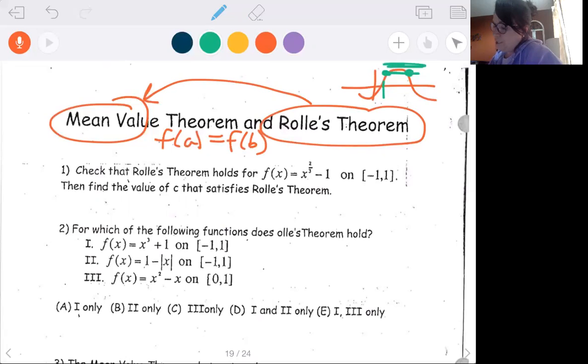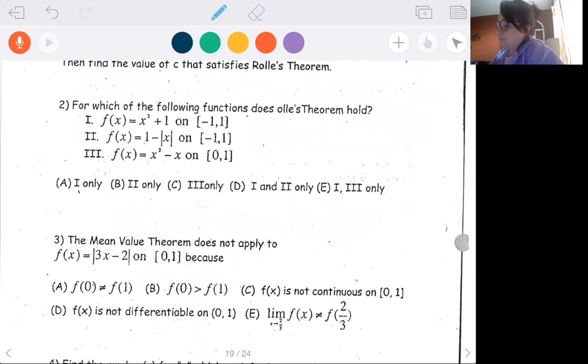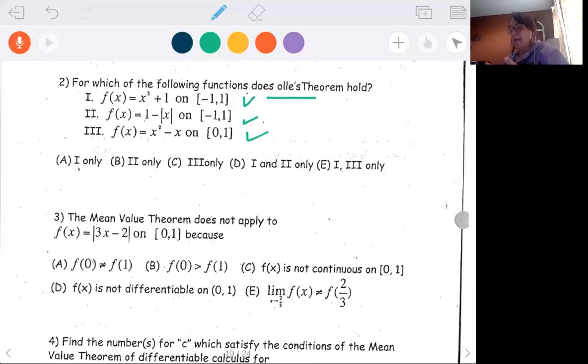So when this says check that Rolle's theorem holds, you're going to say, is f of -1 equal to f of 1? If so, you'll set the derivative equal to 0. And same here, it says, for which does Rolle's theorem hold? Again, you're going to check, does f of -1 equal f of 1 on each of these? If so, are they continuous and differentiable on the interval, right? So it has to be continuous, differentiable, and f of a equals f of b.